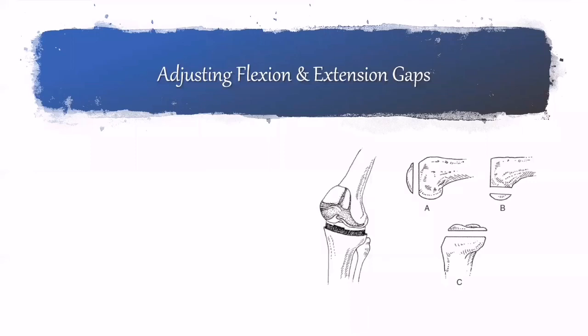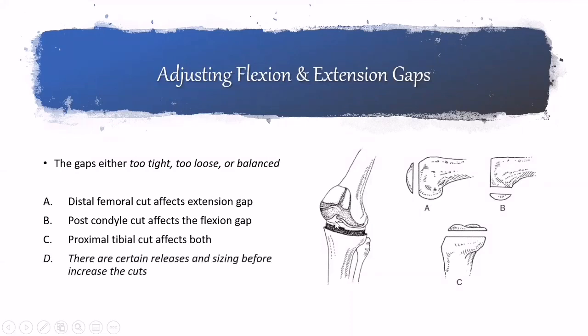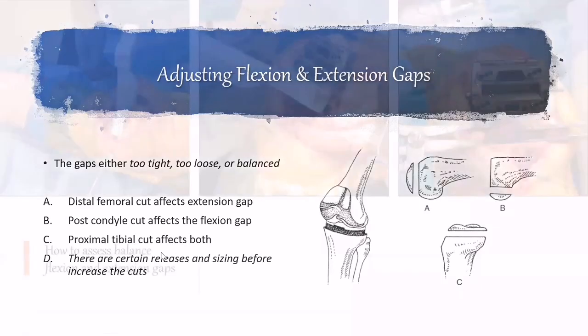Adjusting flexion and extension gaps, you can see either the gap is too tight, too loose, or balanced. So in A, it is the distal femoral cut that affects the extension gap. In B, it is the posterior condylar cut that affects the flexion gap, and the proximal tibial cut affects both. Remember that certain releases and sizing of the component and the polyethylene are used before increasing the cuts.